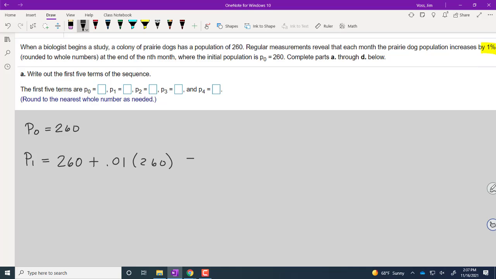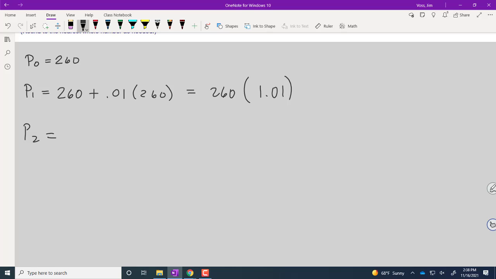We can factor out the 260 right here. And if we factor out the 260, we're left with 1 plus 0.01. So we get that. Now we're in month two. Month two, we're going to start the month with that number of prairie dogs. But then we are going to multiply that by 0.01 to get the increase. So it's always going to be this pattern where we have initial plus the extras. And the extras are always 0.01 multiplied by what you started the month with. So we started the month with 260 times 1.01.